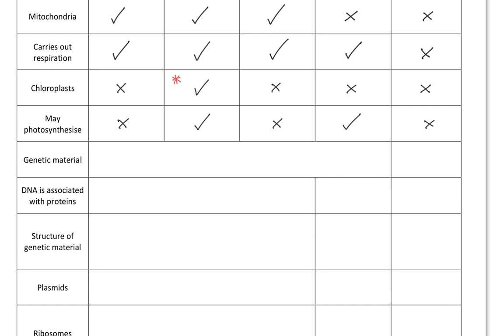Genetic material next. All of these do have it, and they use DNA as their main one. DNA is their long term genetic material, because they do have RNA as well. Long term.